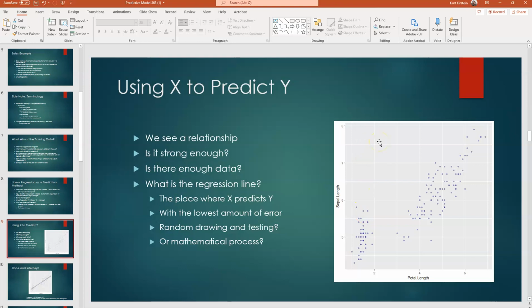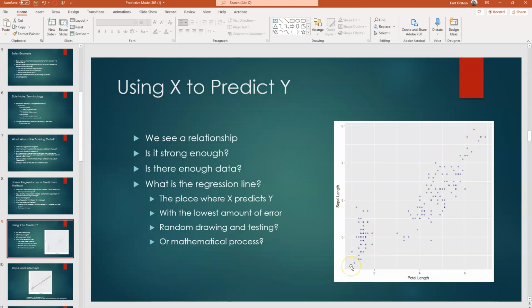So in this particular case, we see a relationship. Is it strong enough? It sure looks like it's strong enough. That's a pretty good diagonal line that would cross through that. Is there enough data? A reasonable amount of data. And then we want to do something which is the regression line. I've mentioned slope and intercept. What really determines slope and intercept is that regression line. It's the diagonal line we would draw in this data.